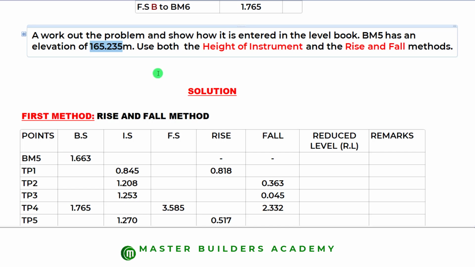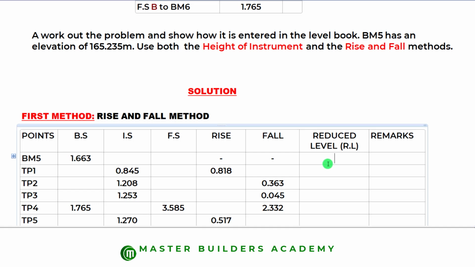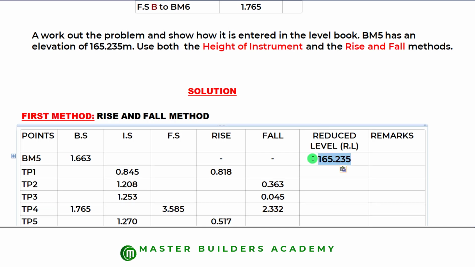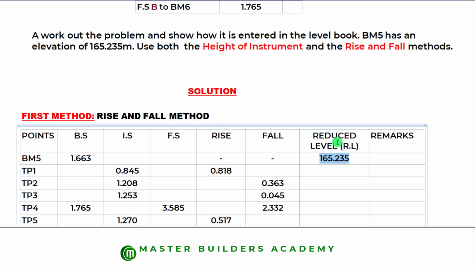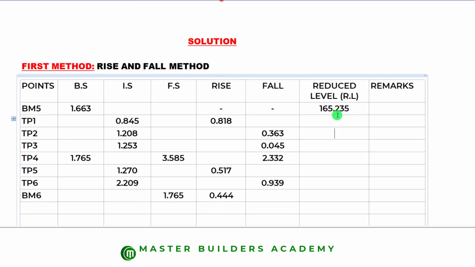So we can get the value, copy, and then paste it here, as you can see now. So this is the value that we have. All right, so it is from here we can now obtain the value for the other points, TP1 to BM6.